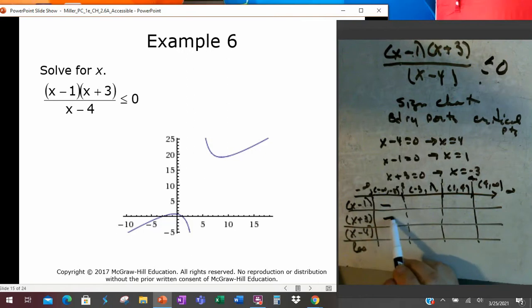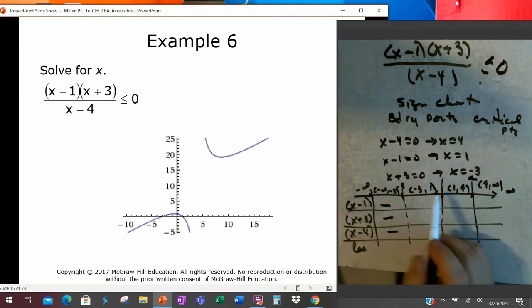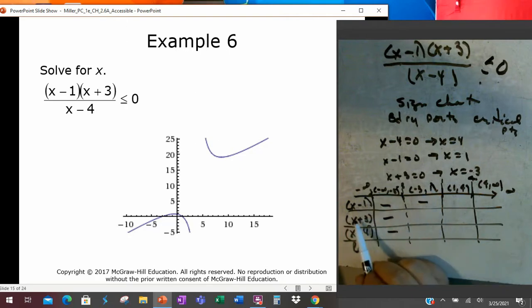-1000, that sign is negative. We'll do this at the very end, but let's go here. This is a very narrow interval, but I can pick out 0 in here. I want to do 0. 0 minus 1, negative. 0 plus 3, positive. 0 minus 4, that's still negative.